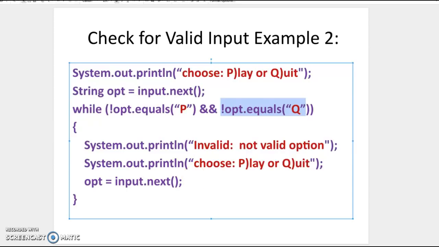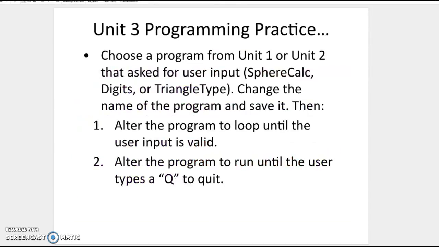So the next task for you is to take an old program like spherecalc, digits, or triangle type, and see if you can alter it. So these are all programs that received user input. So maybe alter it to verify that the input is valid. Digits may not make sense. Spherecalc might be the best example of this because a negative radius isn't allowed. And then after you've got that working, where it forces them to enter a valid radius, then add the functionality for them to keep entering different radii until a Q is pressed.